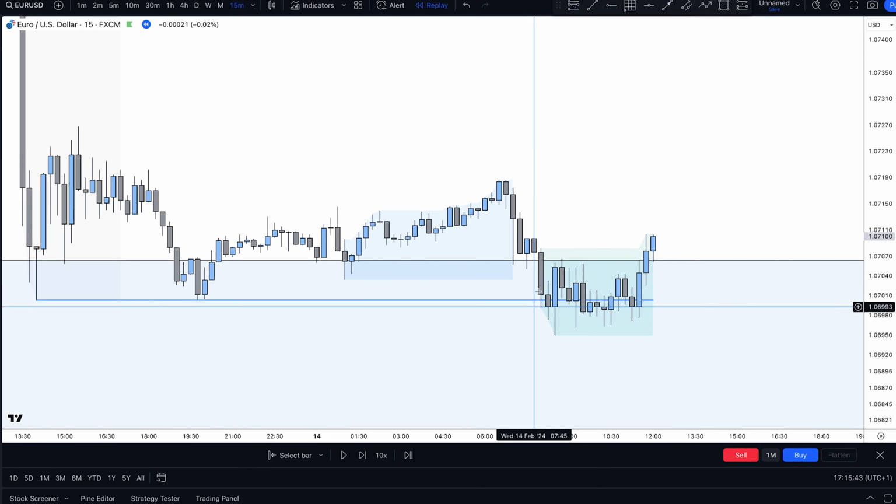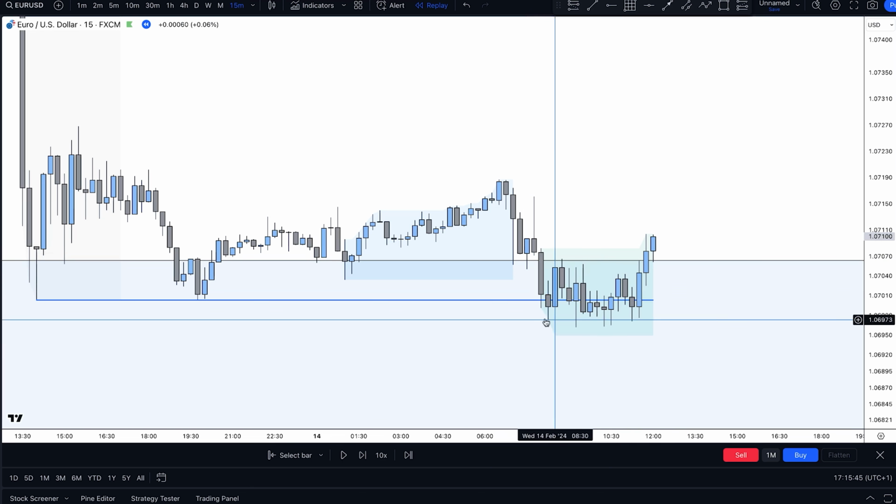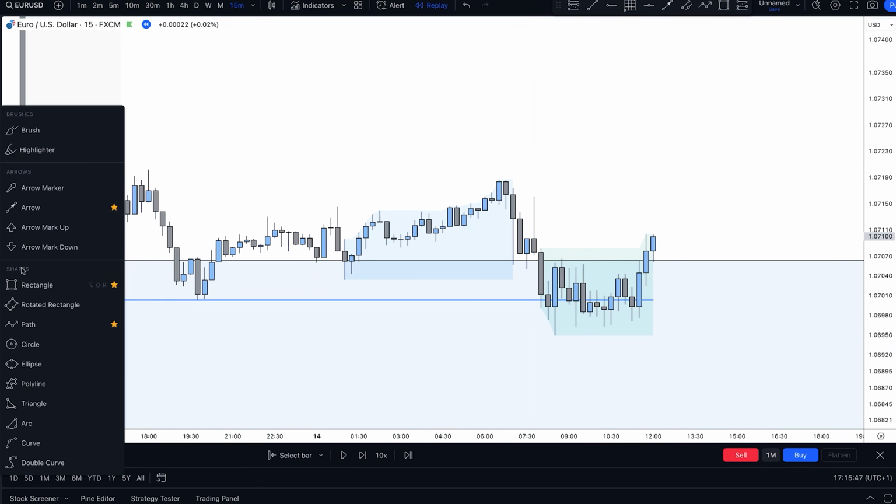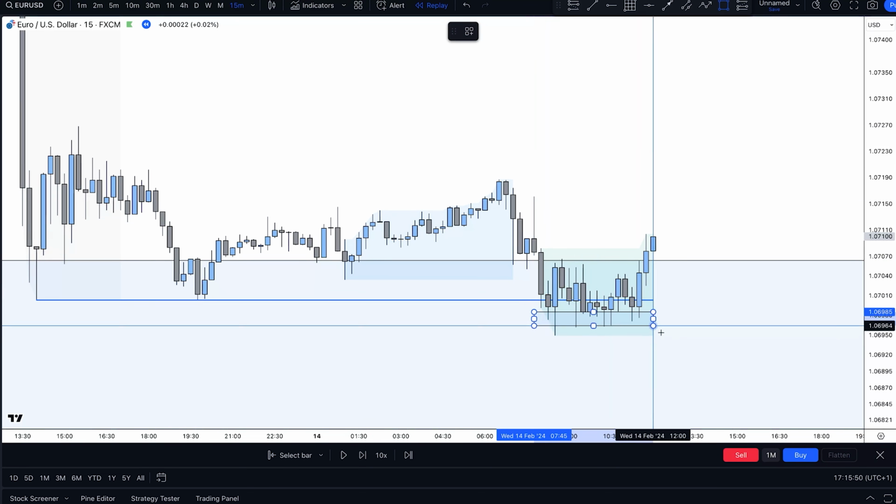Okay. So here we have seen the market sweep this low. We've seen many bullish rejections coming in. Bullish rejections indicated by this collection of wicks.